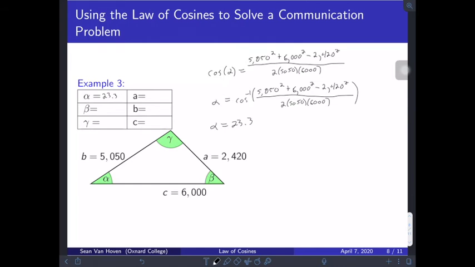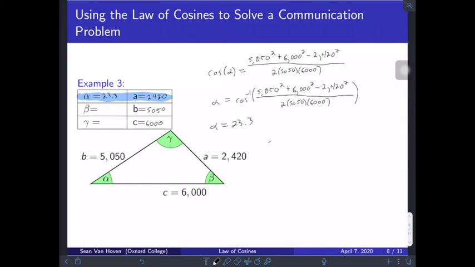So I guess I should finish filling out this table. Our A was the 2,420, our B was the 5,050, and then our C was our 6,000. Once again, we have a complete row filled out. So here we can go ahead and use our law of sines to solve for one of the other angles.